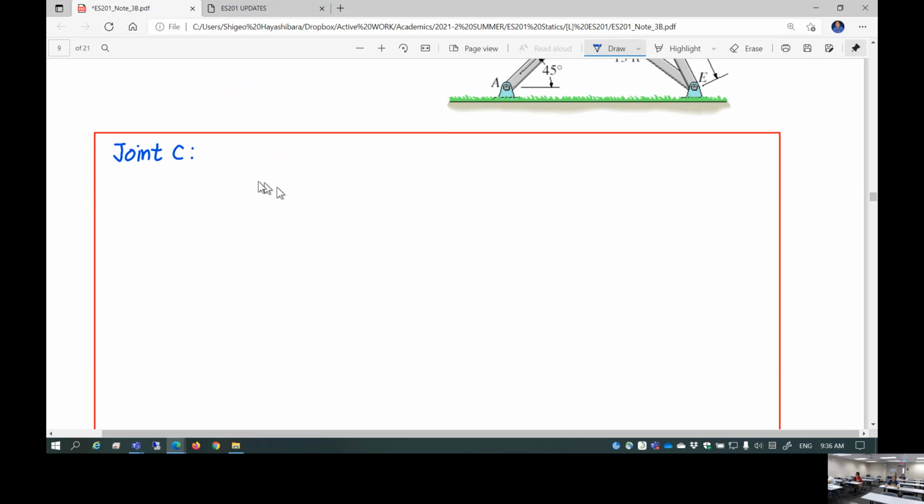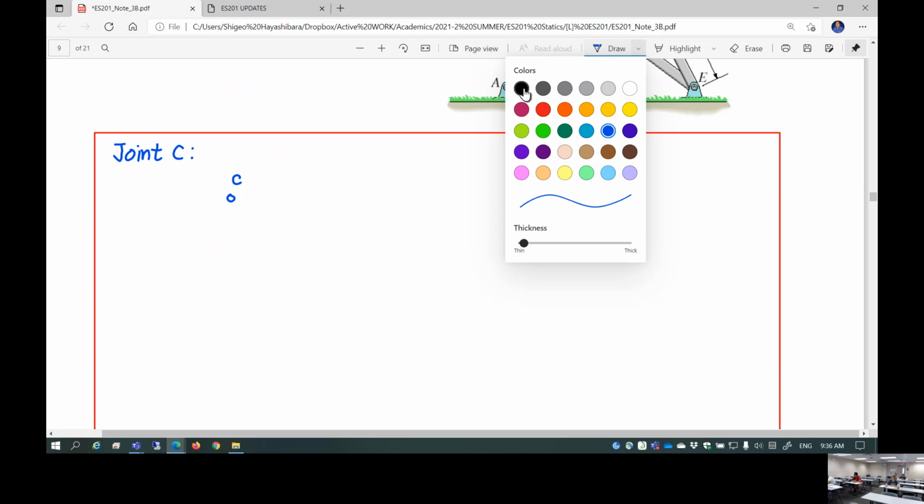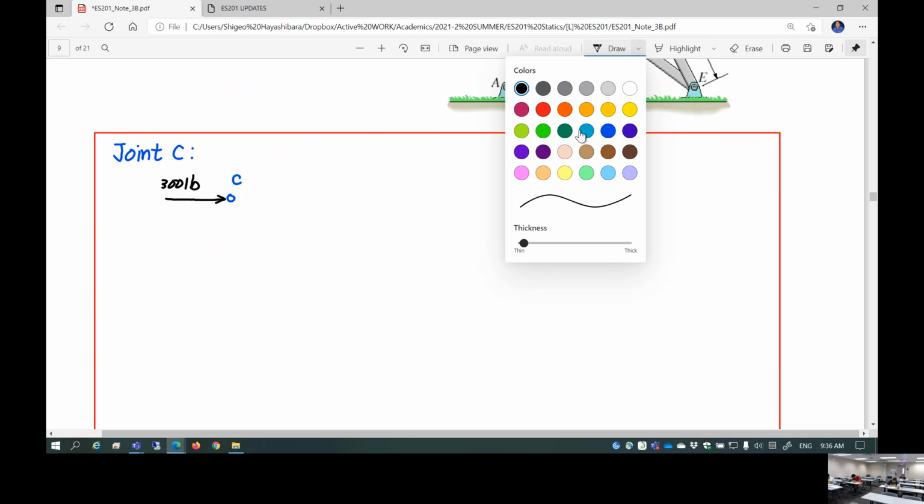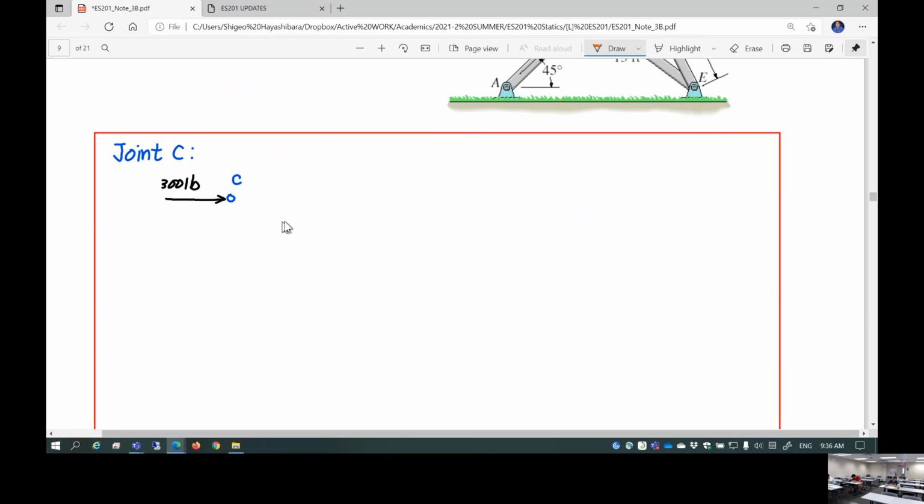Okay, so I'm going to pick up joint C right here. So here is C. Now obviously the external force of 300 pounds is acting horizontally in the positive x direction, 300 pounds. And obviously there is internal loading in member BC, so this is FBC, unknown. And the other one is FCD.